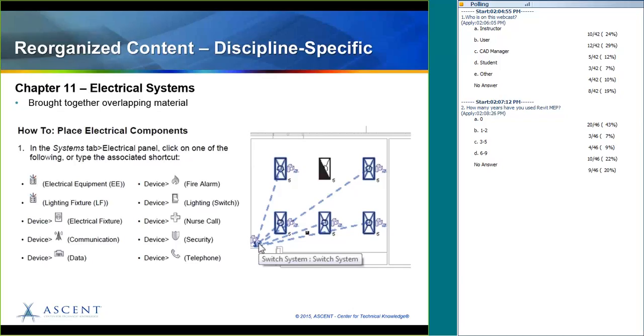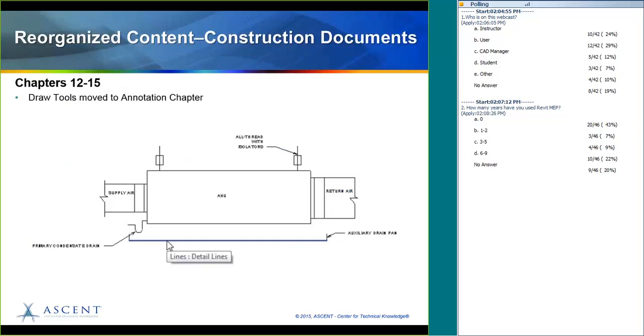I mentioned that earlier. The final part of the book is the construction documents book, and really the only main change that was here for MEP is I took all the draw tools, which were previously in one of the earlier ones, and I brought them into the annotation chapter where it makes more sense in MEP. So when you're drawing detail lines, you need to know how to use all the various detail line tools like rectangles and arcs and things like that. So that's really probably the main difference that you're going to see in the construction documents.